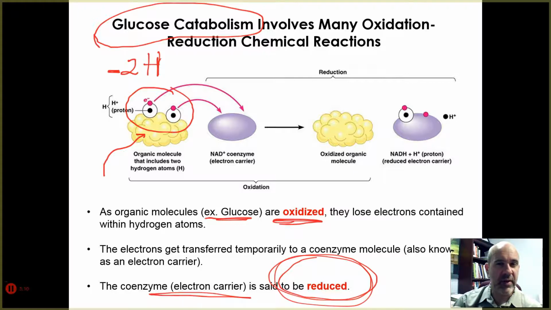So reduced, if you think about it, if a molecule picks up electrons, which have a negative charge, the overall charge of that molecule is now lower. It's going down, it becomes more negative, and that's where the reduced terminology comes from. So as you will see, as you go through these processes that are discussed for catabolism, there are electron carrier molecules that are involved in these processes.